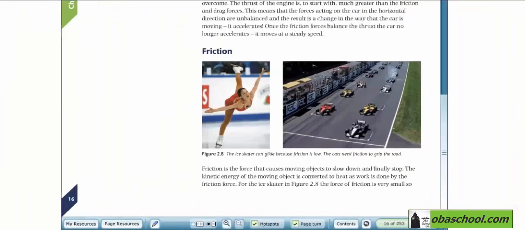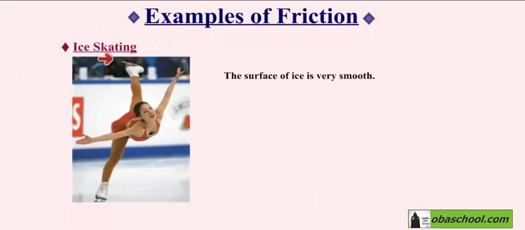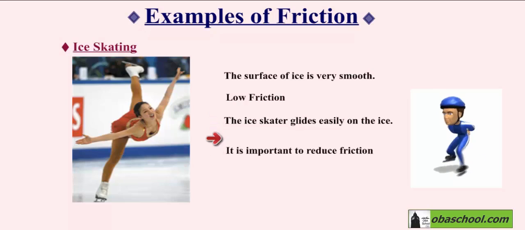Examples of friction. Let's start with an example from page 16 of the book. That is ice skating. Since the surface of ice is very smooth, this means that we have very low friction, which helps the ice skater to glide easily on the ice. It is really important to reduce friction in this sport.